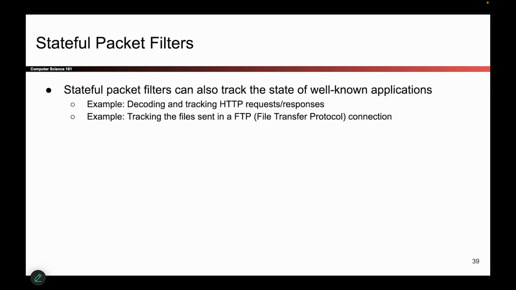And maybe it decides to keep track of what HTTP requests and responses are being sent. So maybe you only allow GET requests, but you don't allow POST requests. That could be something that a stateful packet filter could do by opening up the packet and looking at the HTTP response inside. Or maybe you can track what files are being sent. You might say that sending PDF files is allowed, but sending videos is not allowed. Those are all sorts of things you can do by having a stateful packet filter keep track of the connection.